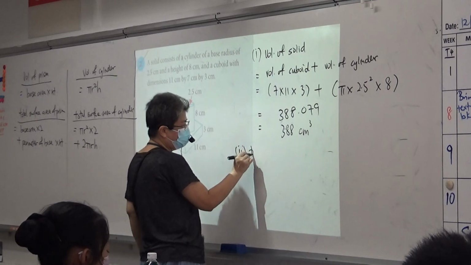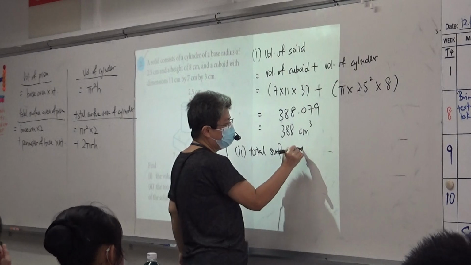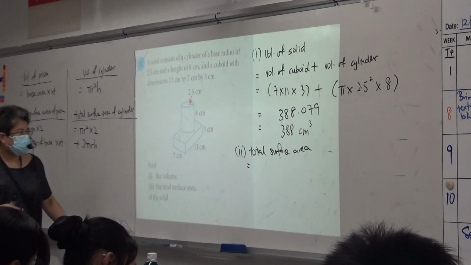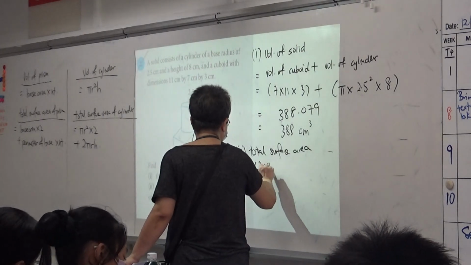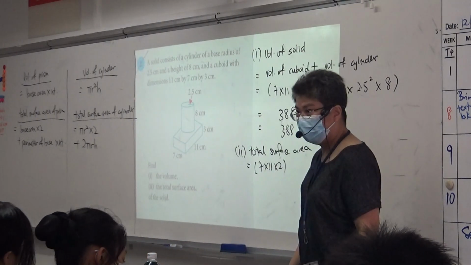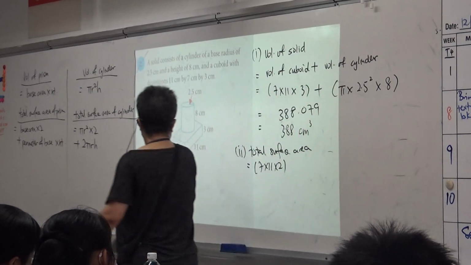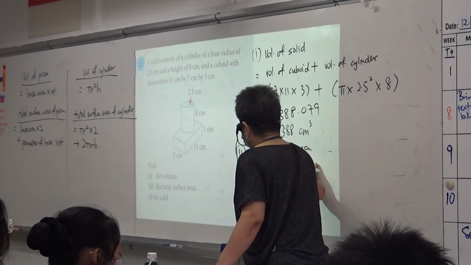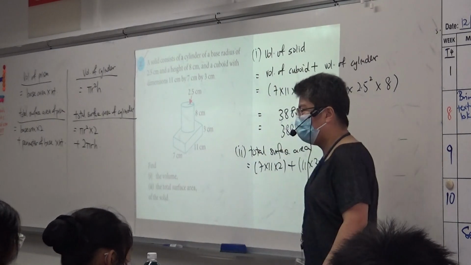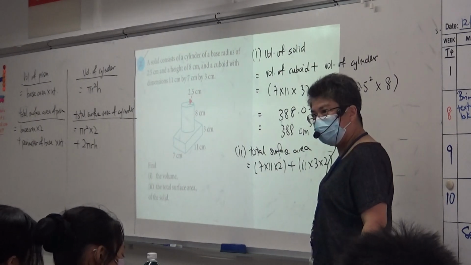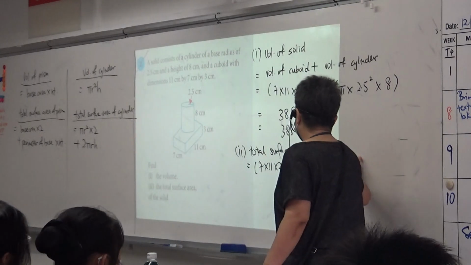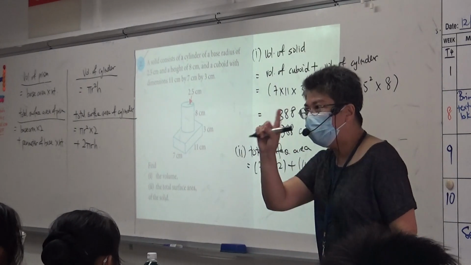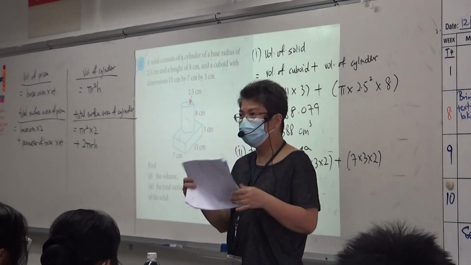Can everybody write number 2? Total surface area will be. Now, do you agree I will have 7 times 11 times 2, top and bottom? Bottom and top, there are 2 rectangles, right? Okay, plus what? 11 times 3 times 2, right? Julius? Do you agree? Plus what? What is another base? 7 times 3 times 2, right? Then see, I'll take care of all the cuboid faces. One more face, where is it? The curved surface, right? Of the cylinder, this one, right?